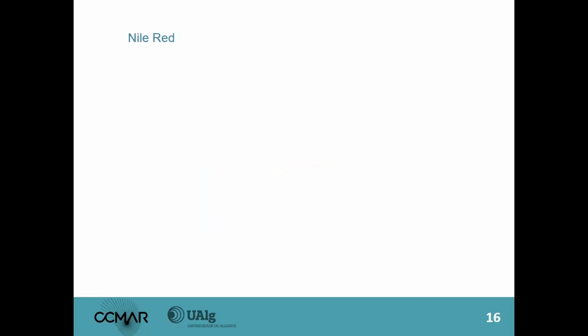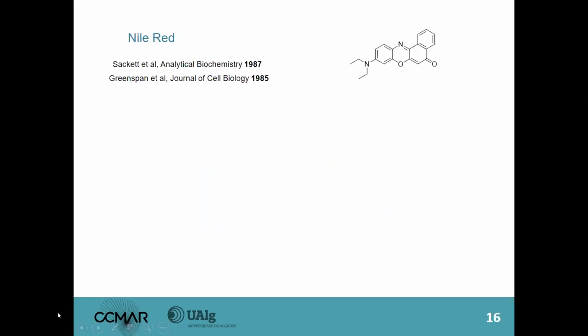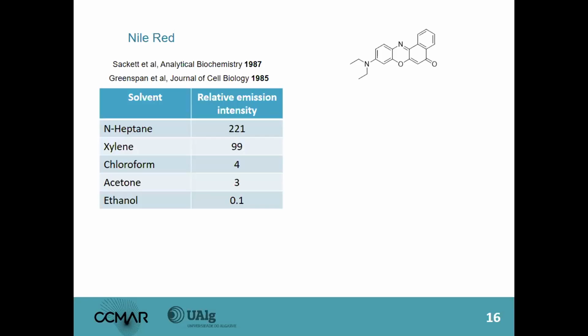Now let's see specifically Nile red, and the major information you need about Nile red as a fluorescent probe is in these two references, both from the 80s. So this is a relatively old procedure of using these fluorescent probes to study the polarity of the environment. What these references tell is that the emission intensity depends on the polarity of the environment.